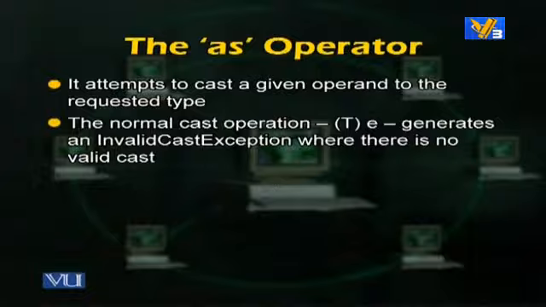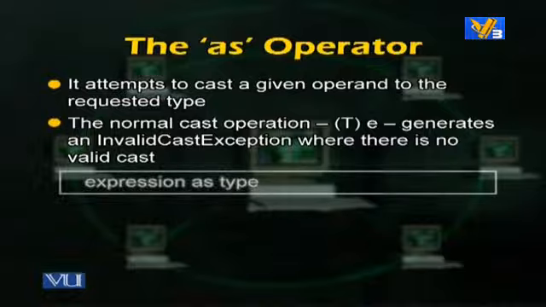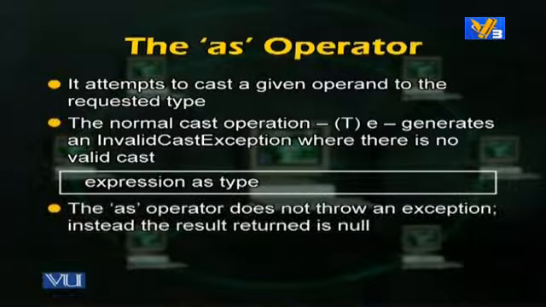In certain cases, when you're not really sure, you should use as. So the syntax is expression as type. That means we try to convert this expression into the target type. The as operator does not throw an exception. Instead, the result returned is null. So if it can be converted, very good. If it cannot be converted, you will get a null.